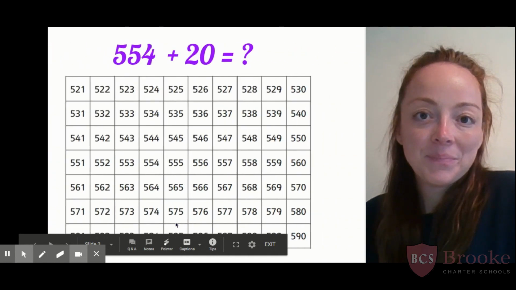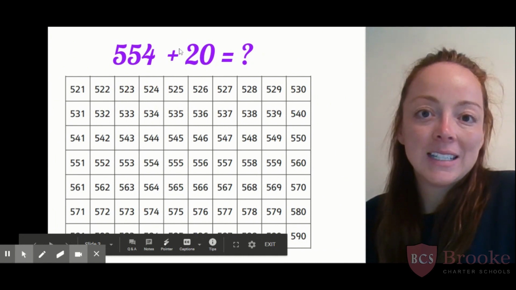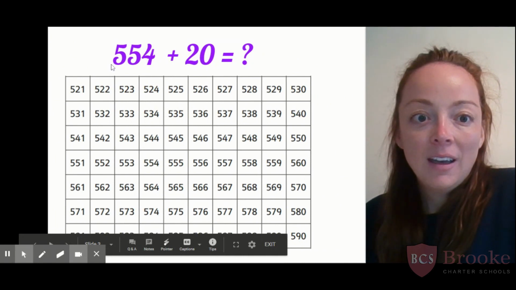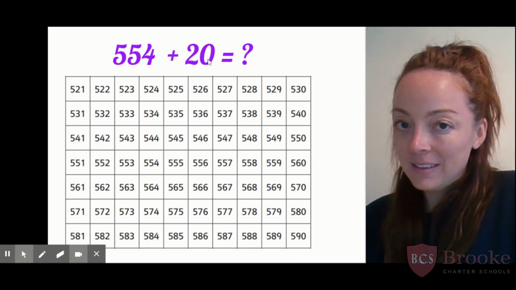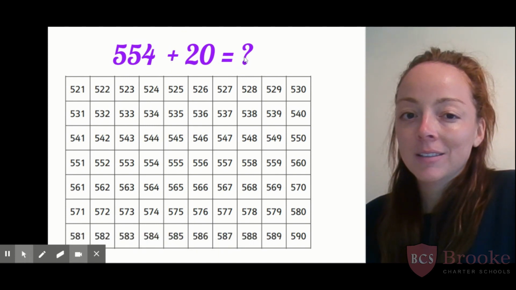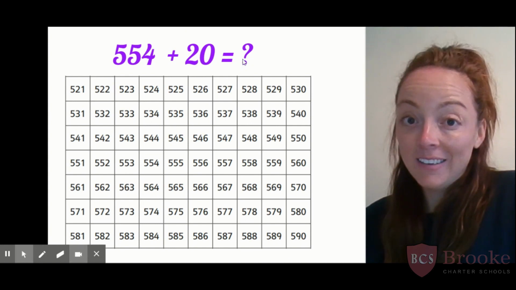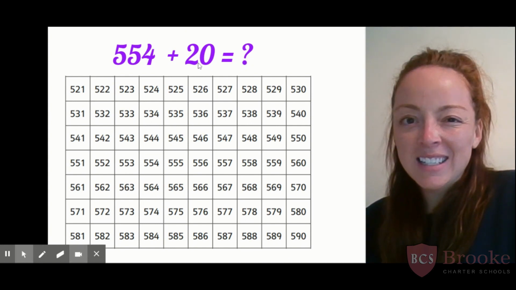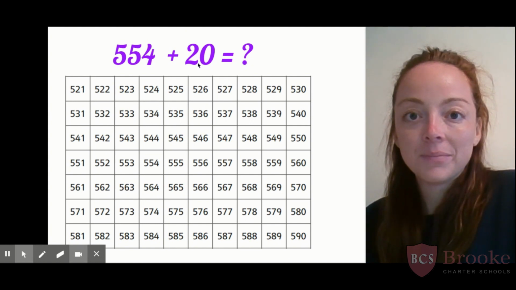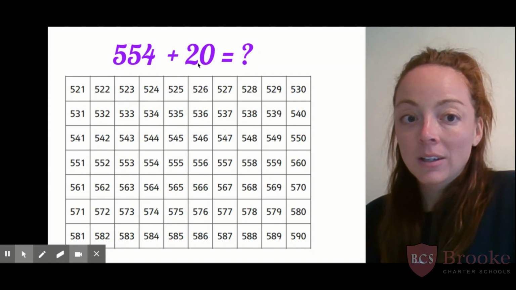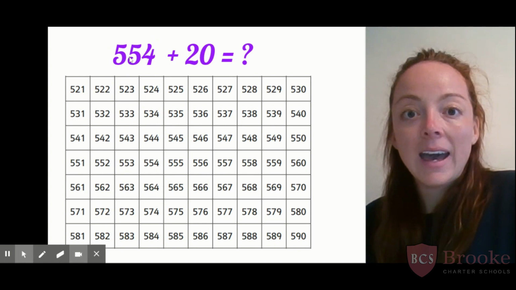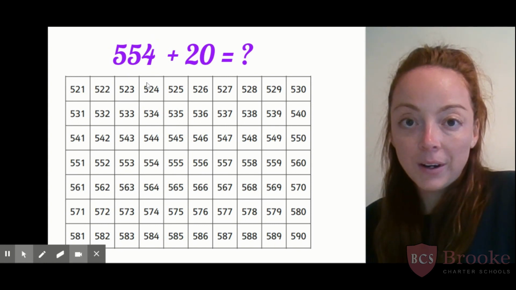Let's do another one. Read the number sentence with me. Get ready, go. 554 plus 20 equals blank. Challenge. How many 10 sticks are in 20? That's right, 2. So how many 10 sticks would I add to 554?